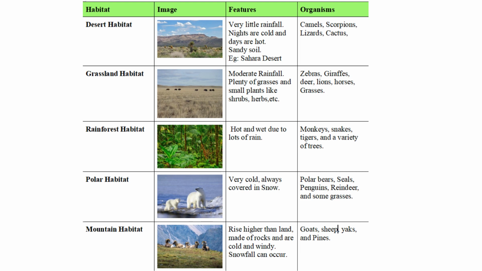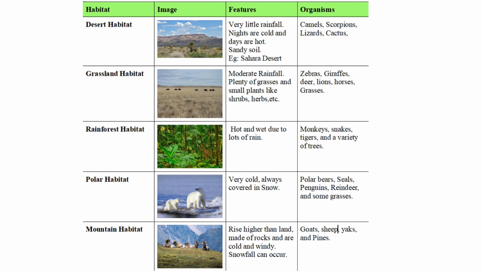The next one, the grassland habitats, have moderate rainfall as one of their characteristic features, with plenty of grass interspersed with small plants such as shrubs, herbs, etc. The organisms found here are zebras, giraffes, deers, lions, horses, and various types of grasses. The rainforest habitat is what we call hot and wet. This is due to the rainfall present there. The organisms found there are monkeys, snakes, tigers, and a variety of plants and trees.